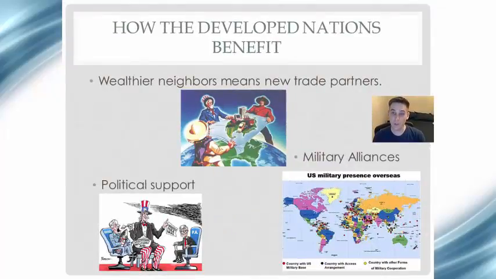Now the developed nations benefit from this in three ways. One is that wealthier neighbors mean new trade partners. That's why we have an agreement, NAFTA, with Canada and Mexico. Canada is a developed country. We're a developed country. Mexico isn't quite a developed country, but we want them to be.